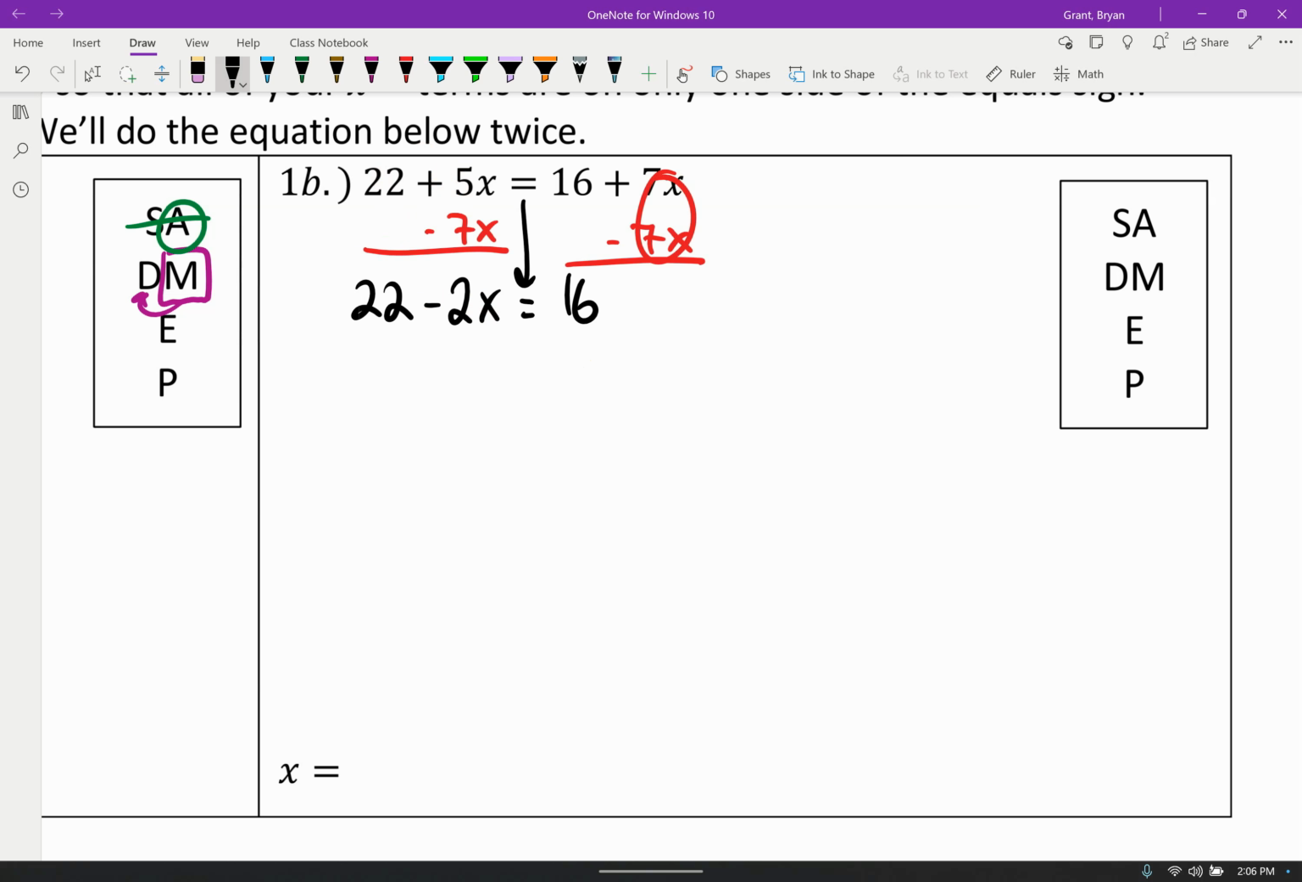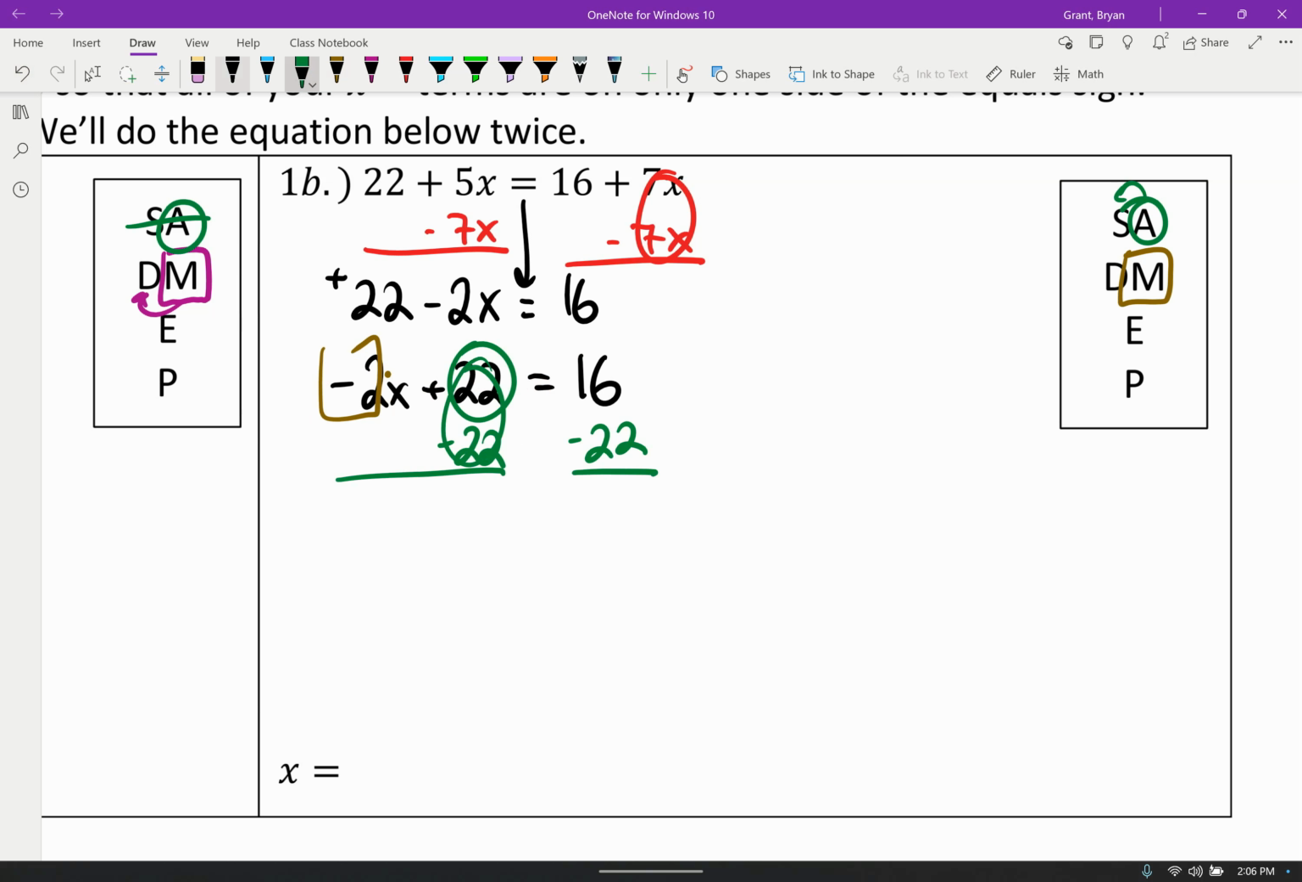Same advice as before. Flip the order. Let's put the x's first. This is a negative 2x that we're putting first, and a positive or plus 22 equals 16. Now identify SADMAP. We have negative 2, and that is right next to x. And so if it's right next to x, then that means we have multiplication that's attaching them. And we have a 22, which is adding. Okay, let's undo our addition with subtraction. Like so.